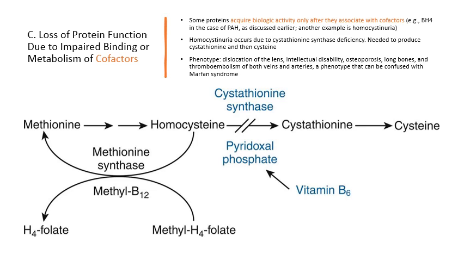This phenotype can sometimes be confused with Marfan syndrome, and many people don't get diagnosed easily with homocystinuria. You can see here the metabolic pathway where, if cystathionine synthase is not working, then cystathionine is not produced and therefore cysteine is not produced, and there is excessive homocysteine which can be excreted in urine. That's why it's called homocystinuria.